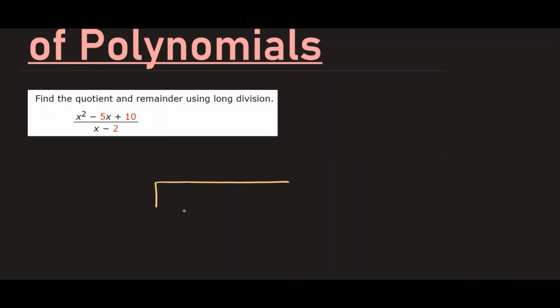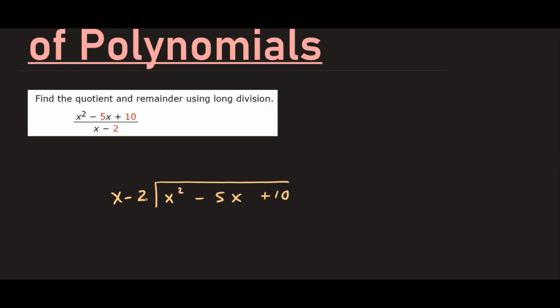And then inside the box, we're going to write down what's on top of that fraction in descending power order. So we have x squared minus 5x plus 10. You see how none of the powers are missing. We have x to the 2, x to the 1, and x to the 0. And then outside, we're going to put what was the denominator, x minus 2. So that's how you set it up. And now let's go ahead and proceed.